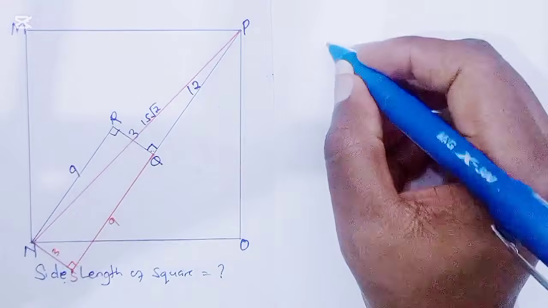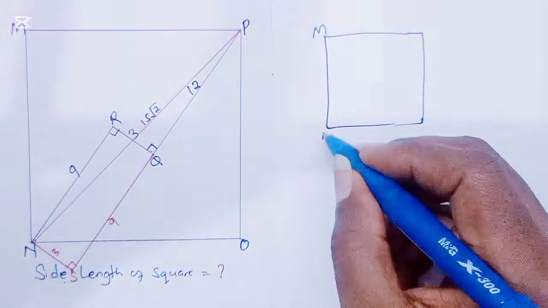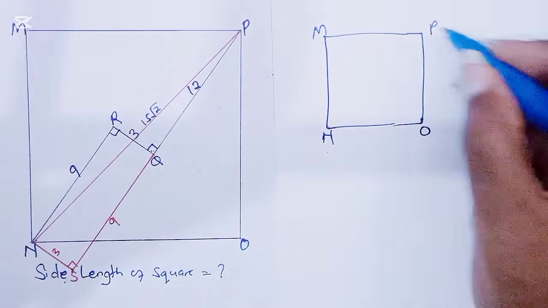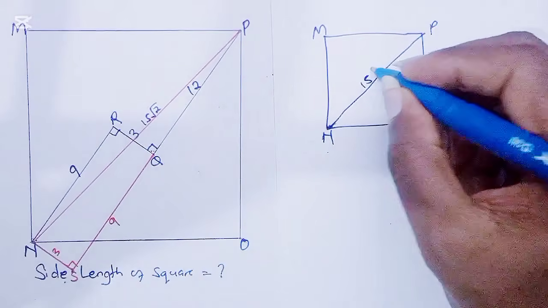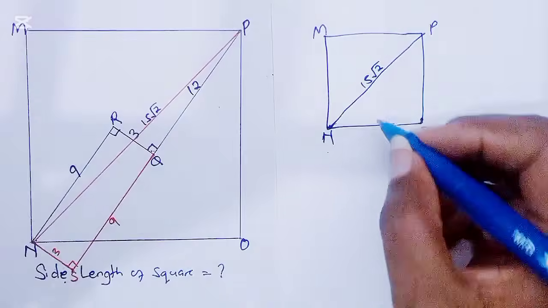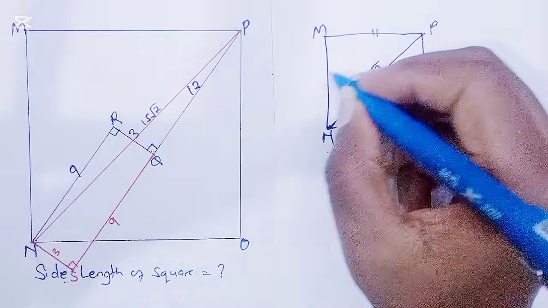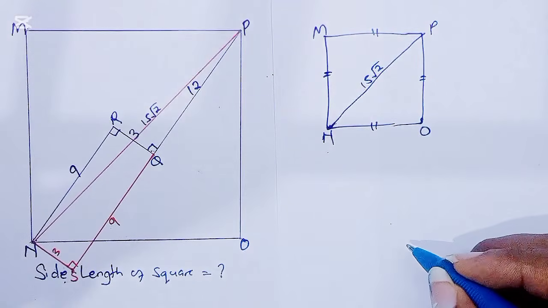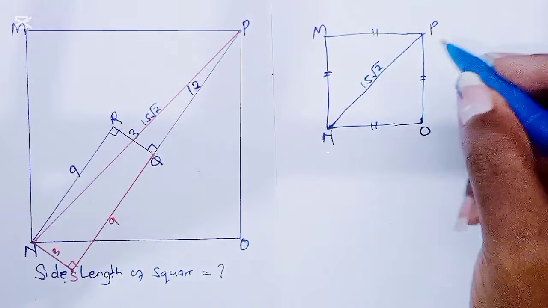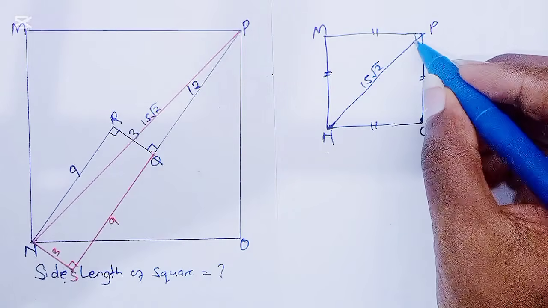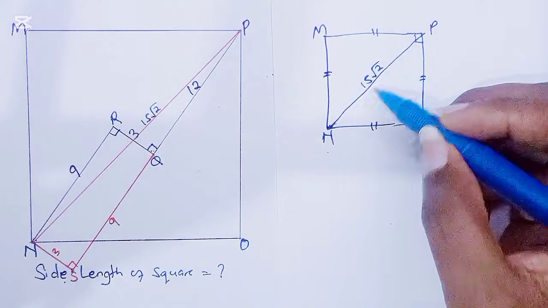Now looking at just the square, MNOP with the diagonal, which we found out its length is 15 root 2. Remember, this is a square. This side is equal to this side, which is equal to this side, and it's also equal to that side. Since this is 90 degrees, all these interior angles are 90 degrees.